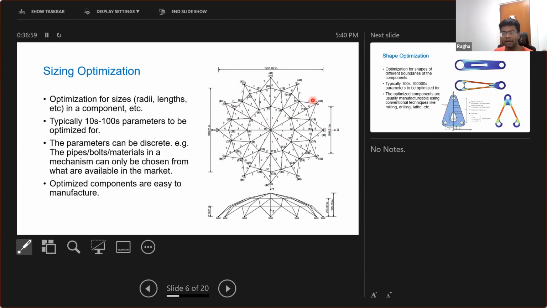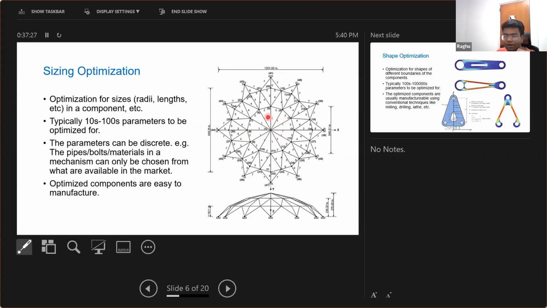20 is not a big number, but you can't see a 20-dimensional function on your laptop or anywhere else. From the visualization point of view, you can't see the function. From the optimization point of view, 20 is not that big a number. And for sizing, this is the original structure and the optimized structure.